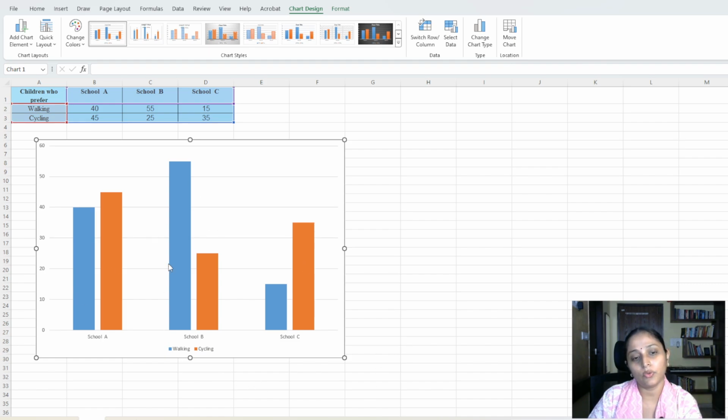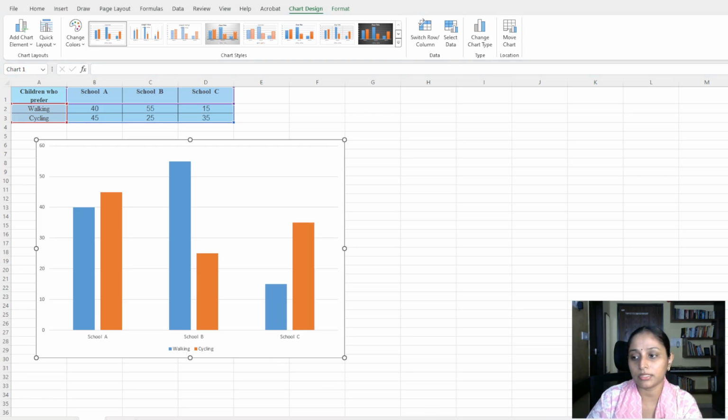So again, here looking at the data, you can say that in School B, a lot of people walk. You can conclude that maybe in School B, a lot of students stay nearby. And there are a lot of things that you can conclude from this. So this is about the second sum, where you have three schools, and in each school you have the number of students that go walking and that go to school by cycle. Okay, so this is about the second sum.